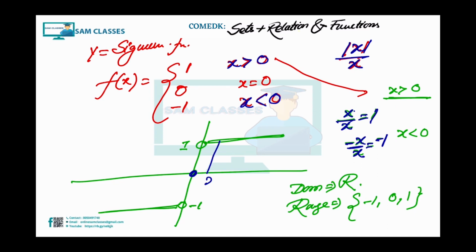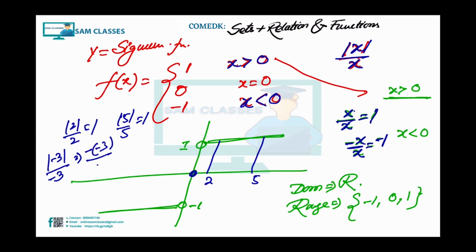So done. That's it. For any value, let's say you are putting 2. So it will be mod 2 by 2. So that will be equal to 1. If you're putting 5, so mod 5 by 5, that will be equal to 1. Correct. Now let's put some negative numbers. Mod minus 3 by 3, so that is equal to what? Minus of minus 3 by minus 3. So this and this is gone. So minus 1. Correct. So we got the concept very clear.